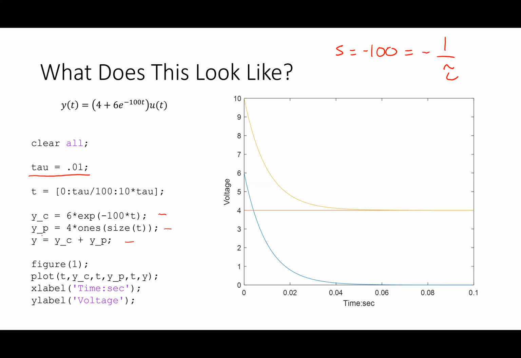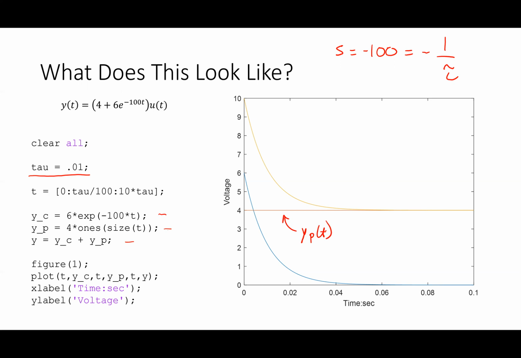Now, notice what I did with my y sub p here. What is this? 4 times ones size of t. For every value of t, I create a 1, and then I multiply the whole vector by 4. So it's going to make me a vector of 4s. So I've plotted all 3 of them there together. Okay. You guys are going to tell me which one is which. Which one is the particular solution? The red, the blue, or the yellow? The red, right? This is y sub p of t.